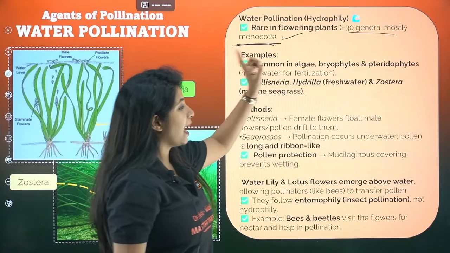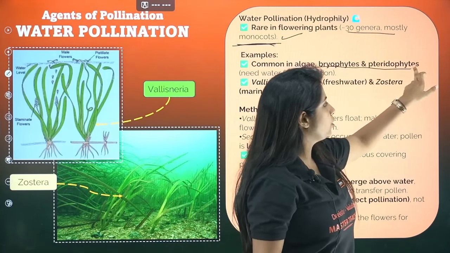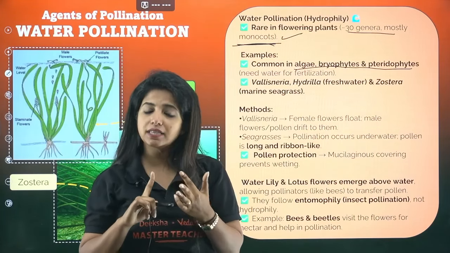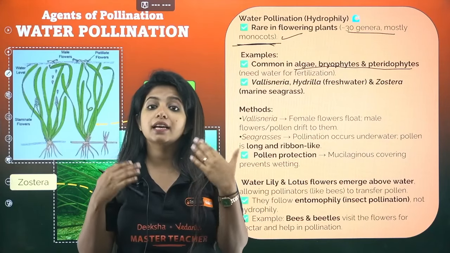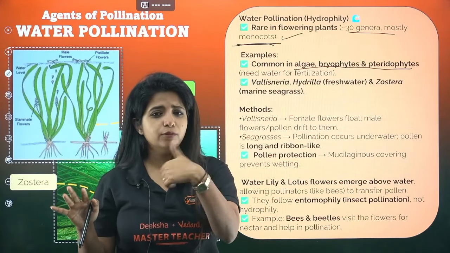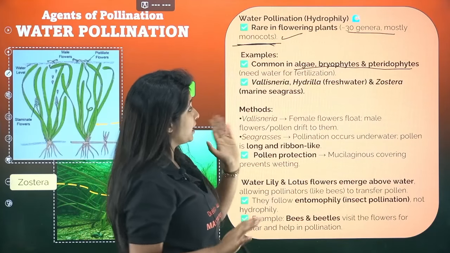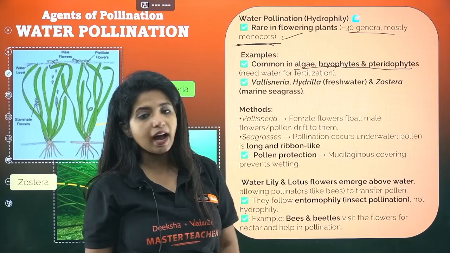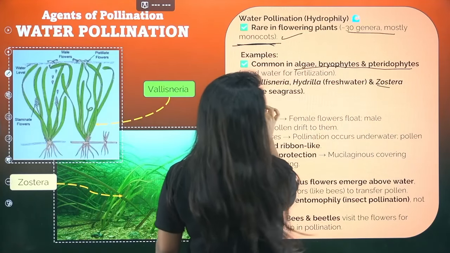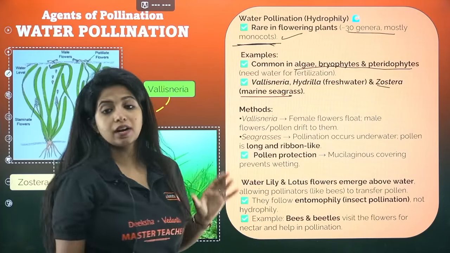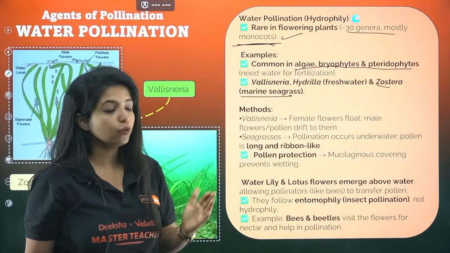Okay, common in algae, bryophytes and pteridophytes, the lower plant groups. Algae, bryophytes and pteridophytes, they have it in common. In the case of flowering plants, that is angiosperms, it's not common, only 30 genera and mostly monocots. Now example, Vallisneria, Hydrilla and Zostera. In that, Vallisneria and Zostera are something that you need to know even better.